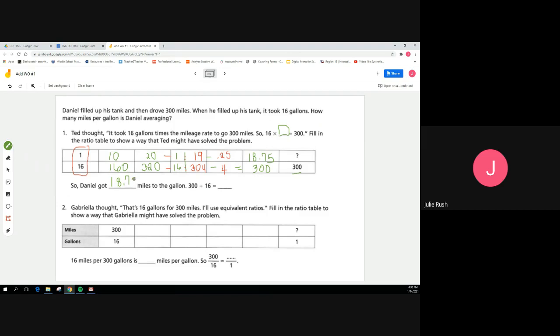Now that was how Ted solved it. Now let's see what Gabriella did. So Gabriella thought, that's 16 gallons for 300 miles.